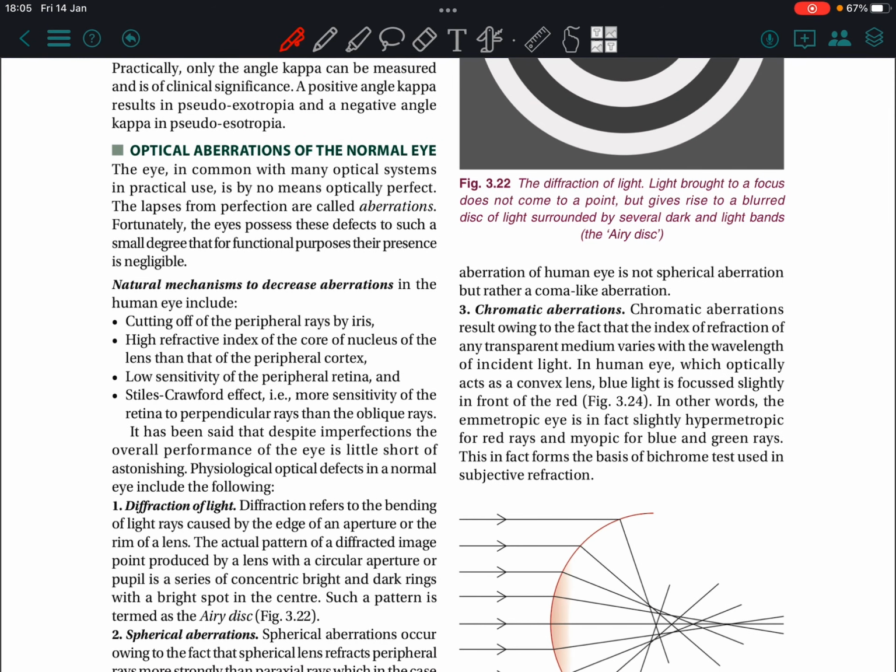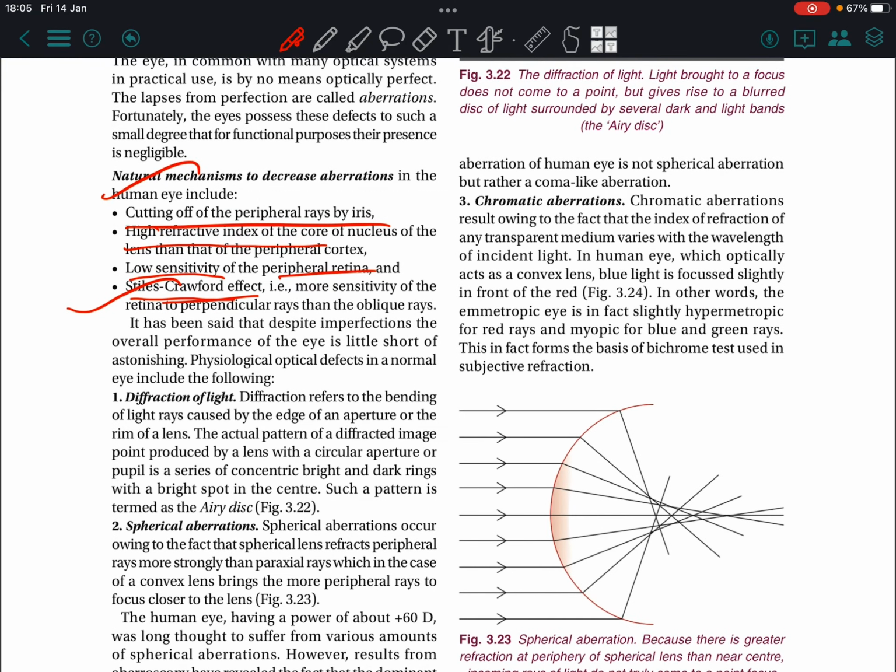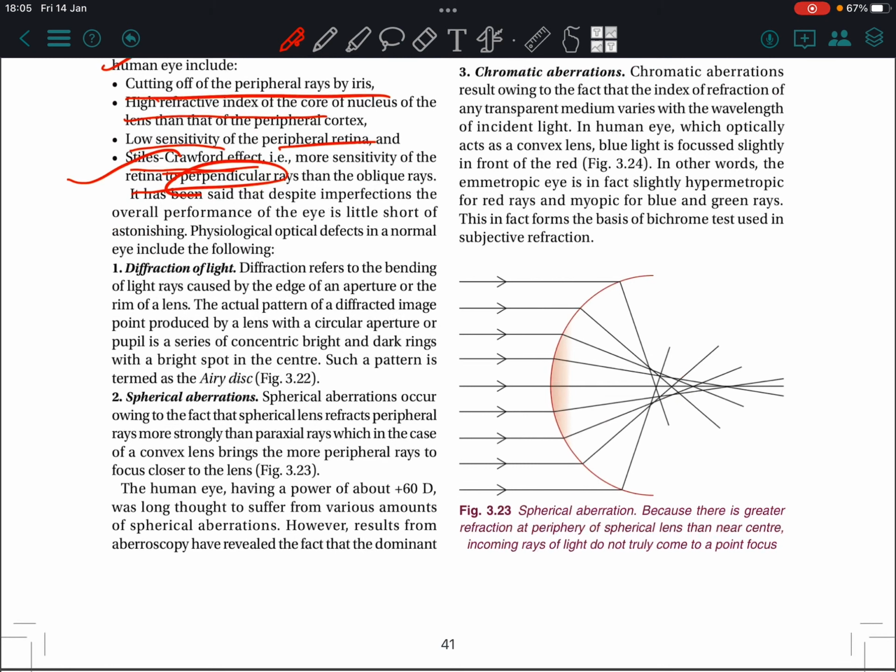Optical aberration of the normal eye. Normal mechanisms to decrease aberration: cutting of peripheral rays by the iris, high refractive index of the core, low sensitivity of the peripheral retina, and the Stiles-Crawford effect, that is, more sensitivity of the retina to perpendicular light rays.